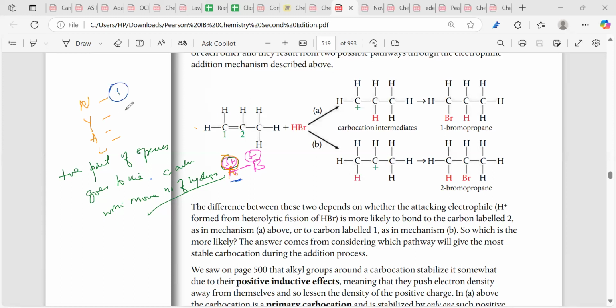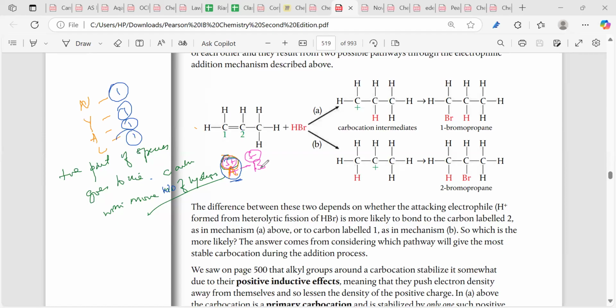A plus will be going where? To the carbon with more number of hydrogens. Eunice, where will it go? Eunice, can you hear me? C1, sir. Okay, no worries. Ashvi, what is your take? C1. Leslie, what's your take? C1. Is it clear, everybody? So this is called the Markovnikov rule.